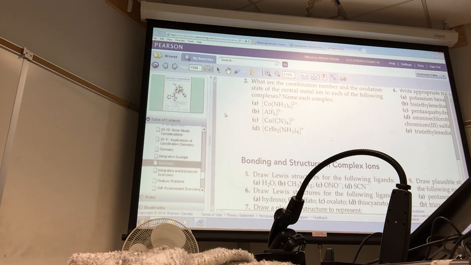Okay, copper or copperate? Copperate, but you know, copperate doesn't sound good. It sounds off a little bit. And so rather than saying copperate, they call it cuprate. So this would be tetracyanocuprate.